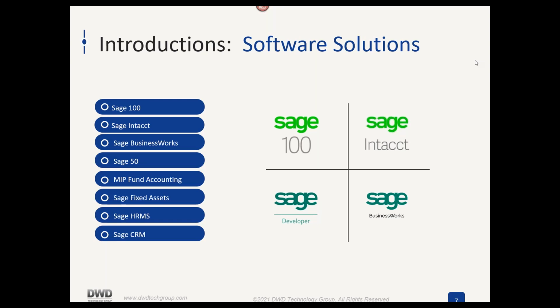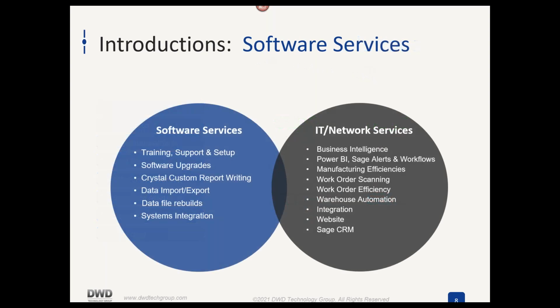Sage HRMS, that is a human resource management software system. We have consultants who can support that. And then we also have a contact resource management, Sage CRM, with which we work, and it can be very useful in tracking opportunities and prospective customers and things like that. So as you can see, DWD leans very heavily into the Sage family of products. We have a number of folks who have been working with predominantly Sage 100 and Sage BusinessWorks with upwards of 20 plus years experience in those products.